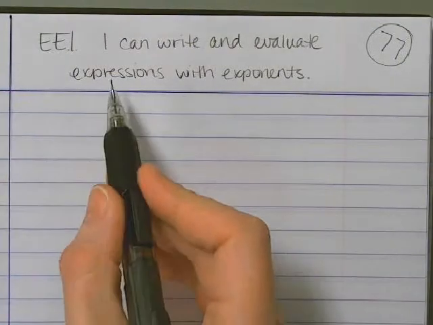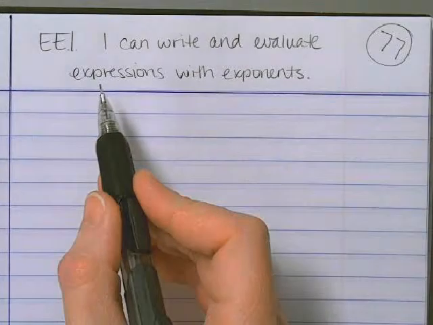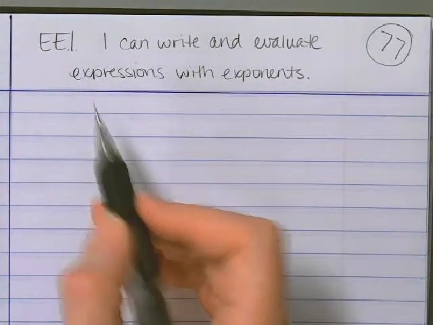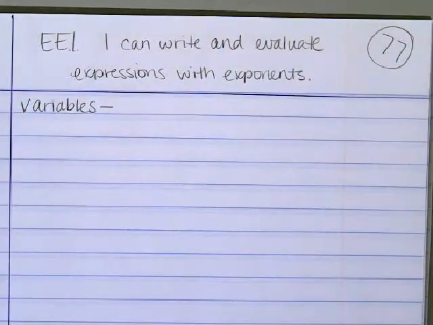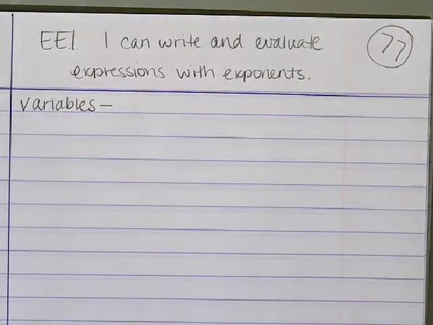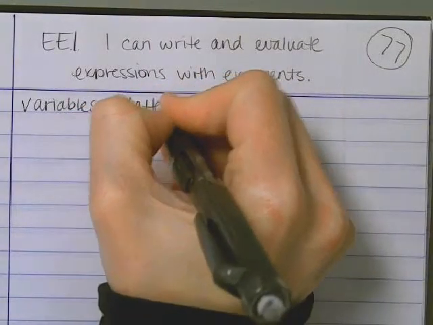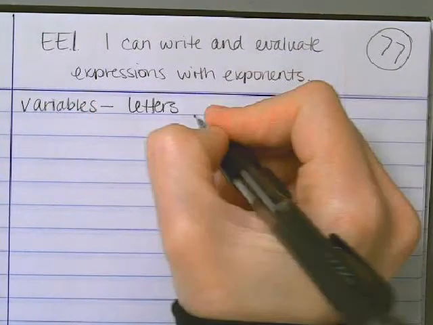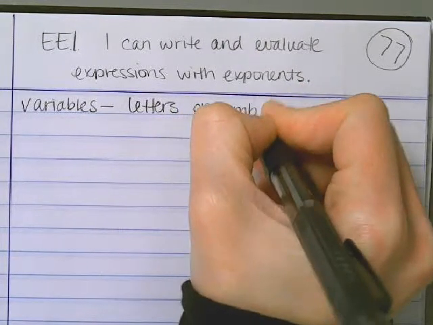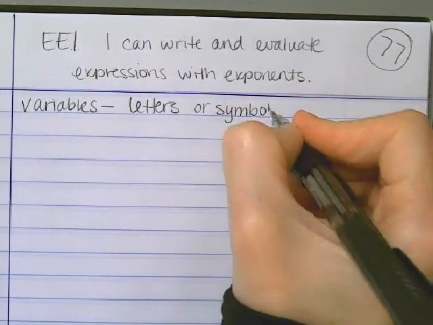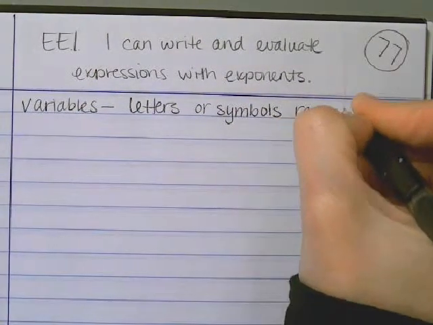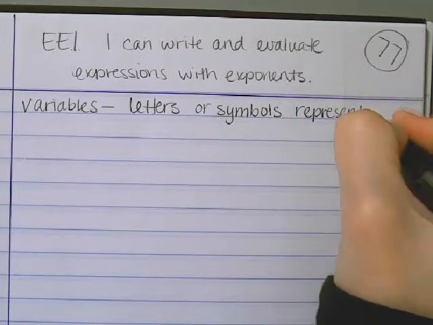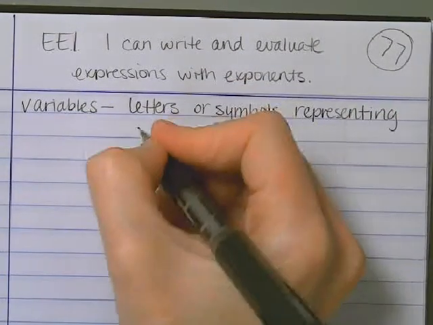Okay, now as we talk about expressions, there's some key terminology that we make sure that we understand. And the first one is called variables. Now, when you see the word variables, this is where you may see letters or symbols in math being used. Now, these letters or symbols are going to represent some kind of value or number.